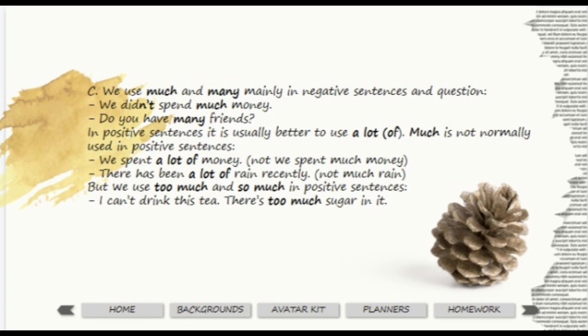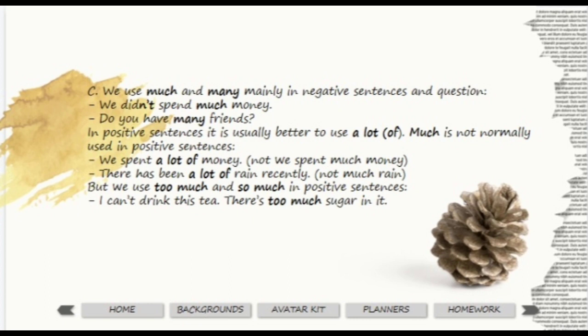C. We use much and many mainly in negative sentences and questions. For example, we didn't spend much money. Do you have many friends? In positive sentences, it is usually better to use a lot of. Much is not normally used in positive sentences. For example, we spend a lot of money. It means not, we spend much money. The other example, there has been a lot of rain recently. It means not much rain.